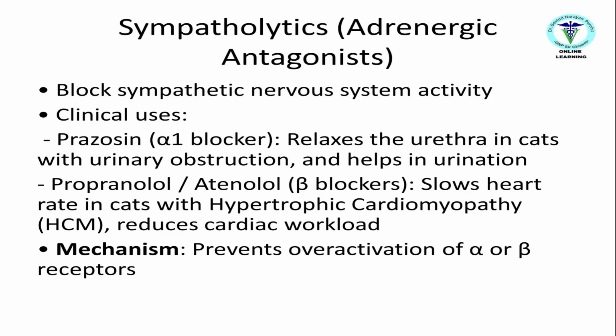Propranolol and atenolol, beta blockers, slow the heart rate and reduce cardiac workload in cats with hypertrophic cardiomyopathy, HCM. By blocking beta-1 receptors in the heart, they prevent overactivation and excessive cardiac stimulation, helping manage arrhythmias and cardiac strain. Understanding the receptor specificity of these drugs is crucial for predicting their therapeutic effects and possible adverse reactions, and for safely using them in clinical veterinary practice.